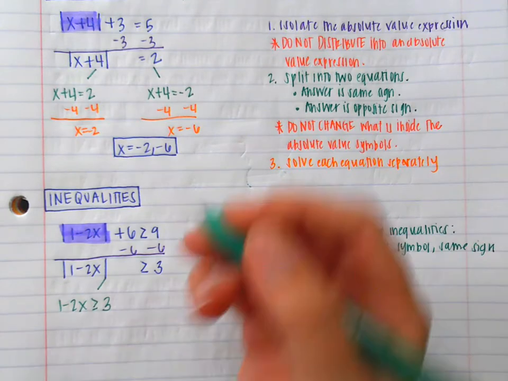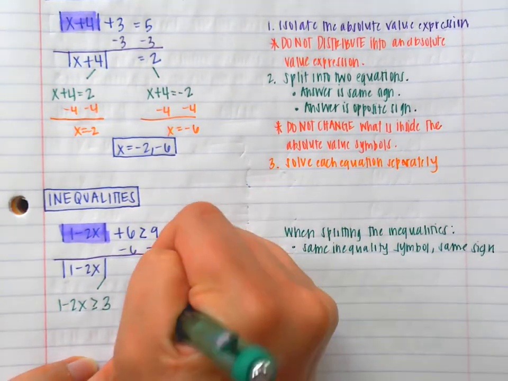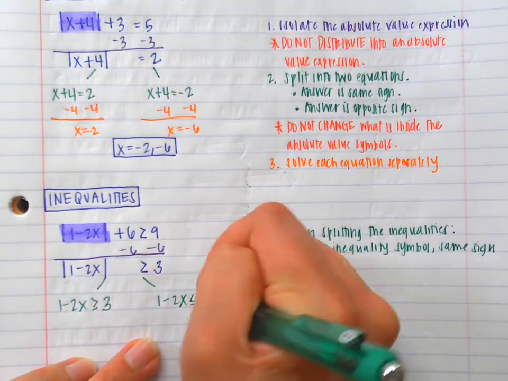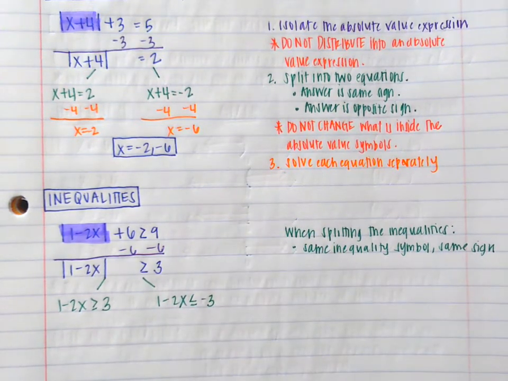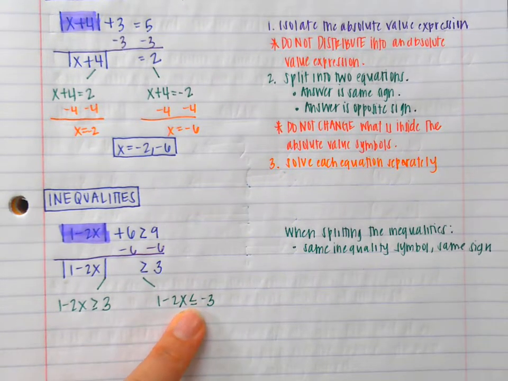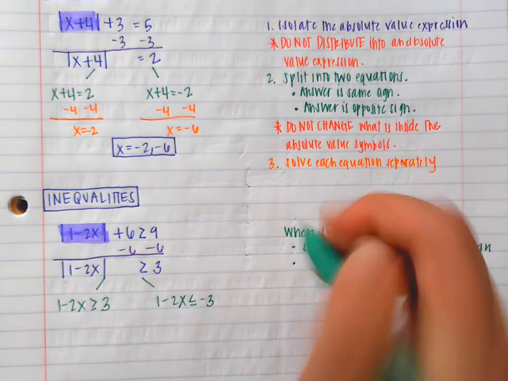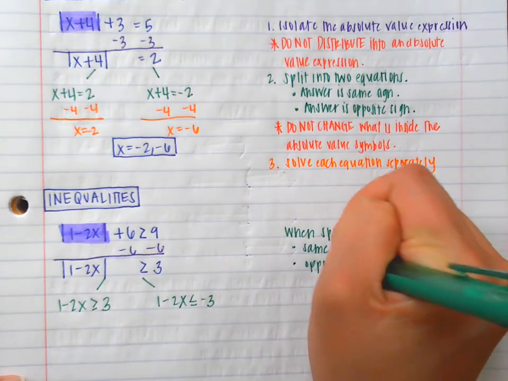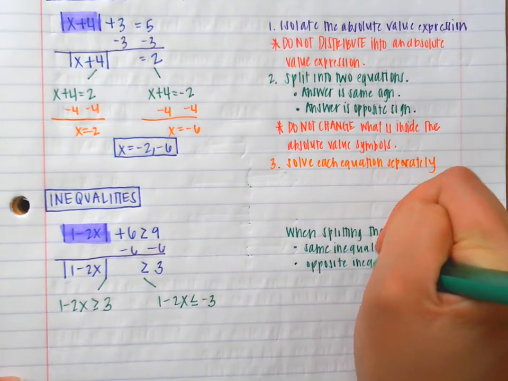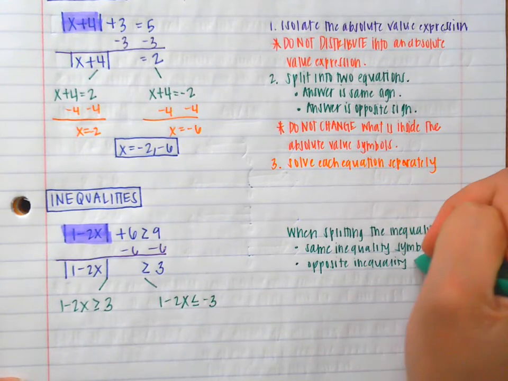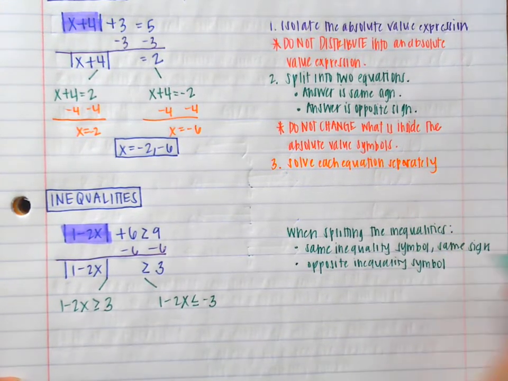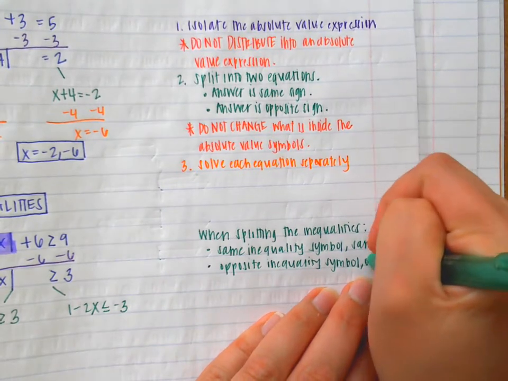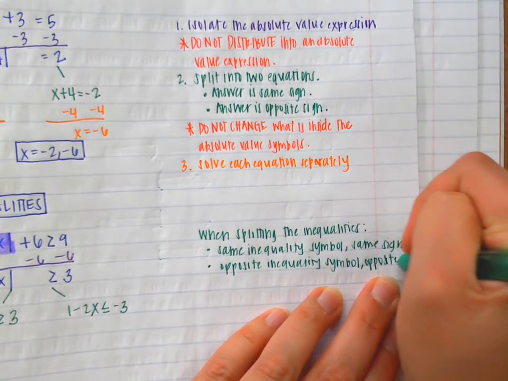Okay, the other one is going to be 1 minus 2x is less than or equal to negative 3. So now what happened is it's the flipped inequality symbol on the opposite sign. So when you change the sign, you change the inequality symbol as well. So opposite inequality symbol, opposite sign.